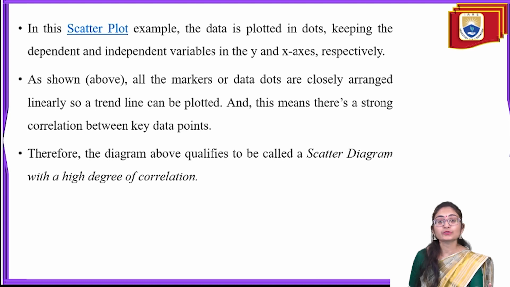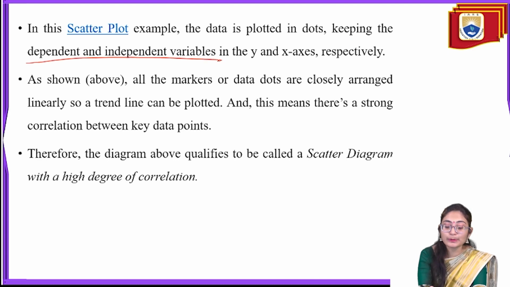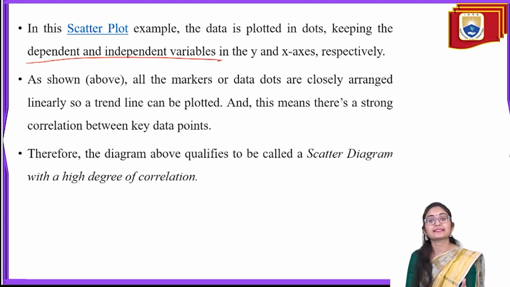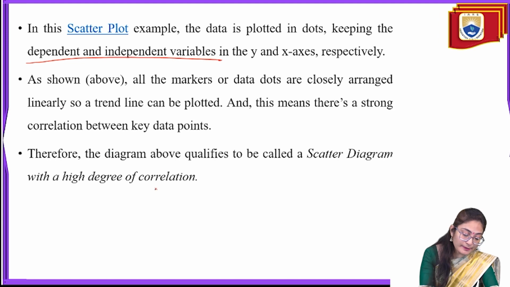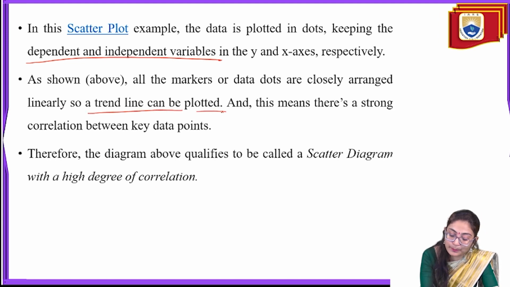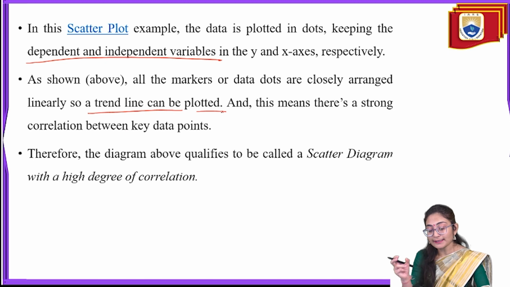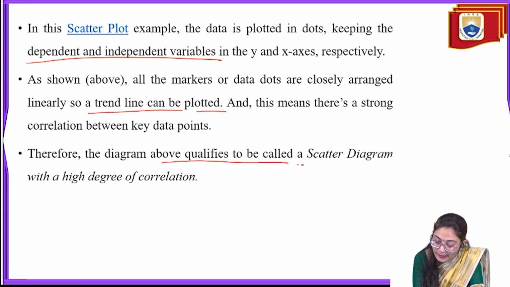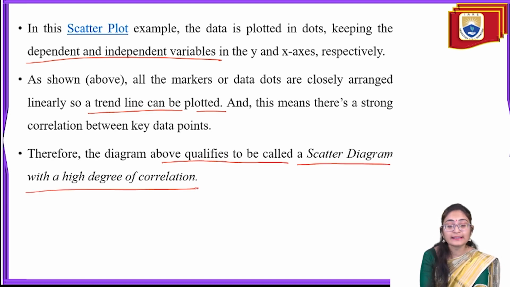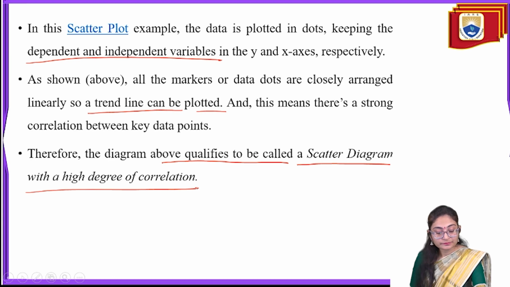In this strong correlation scatter plot, the data is plotted in dots, keeping the independent and dependent variables on the x and y axes respectively. As shown above, all the markers or data dots are closely arranged linearly, so a trend line can be plotted. This means that there is a strong correlation between the key data points. Therefore, the diagram above qualifies to be called a scatter diagram with a high degree of correlation.